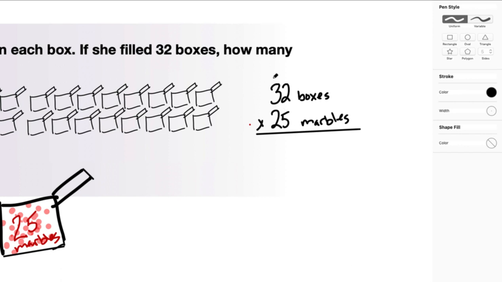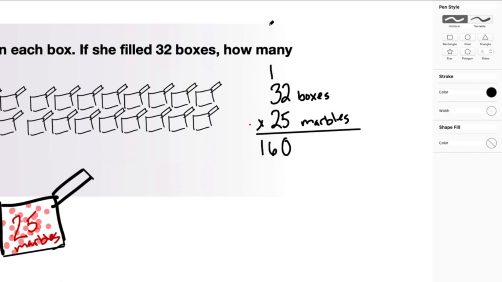However you multiply this, I'm going to just talk about the way that many of us do. We say 5 times 2 is 10. We put our 0 down here and we carry our 1 to the tens place. Then we do 5 times 3, which is 15. We add the 1 and then we get 160 here, or 116 down here, which is 160.